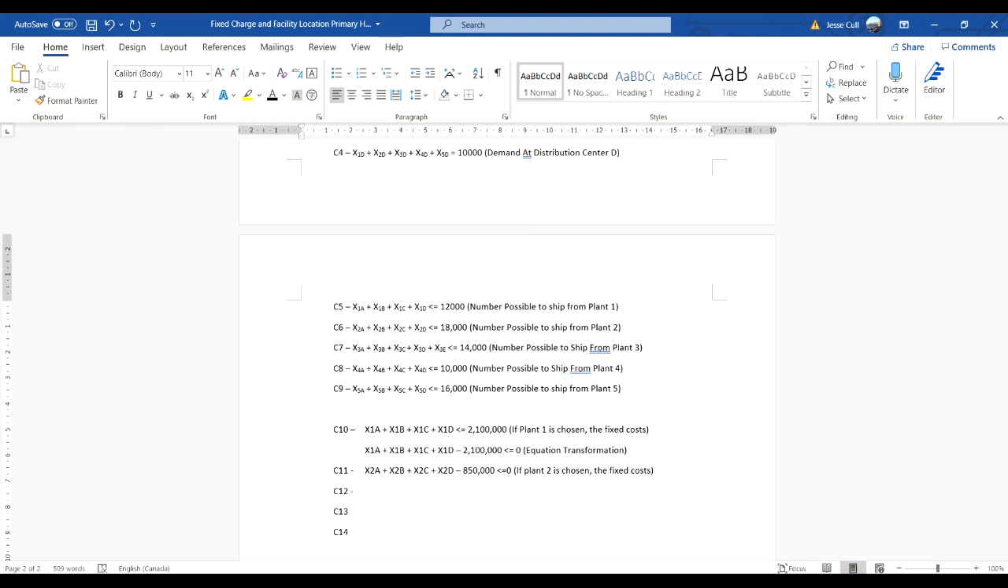One more time. x3a plus x3b plus x3c plus x3d plus x3e minus 1,800,000 is less than or equal to 0. If plant 3 is chosen, the fixed cost.